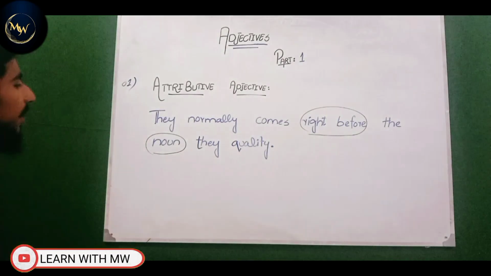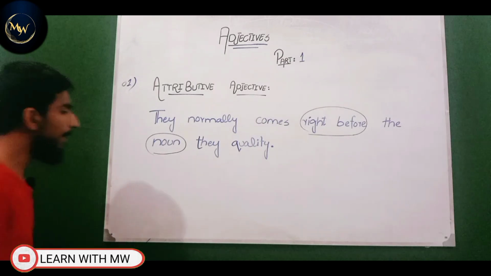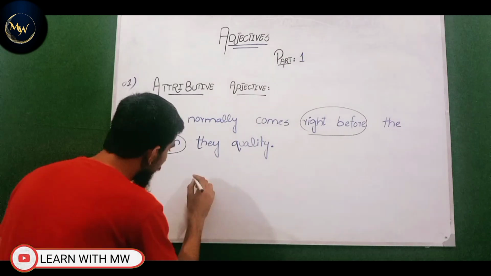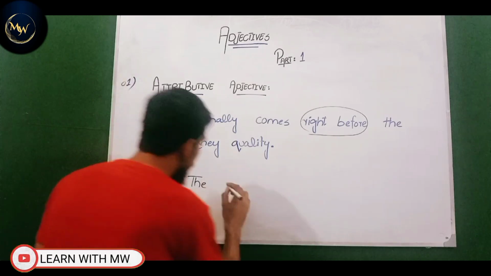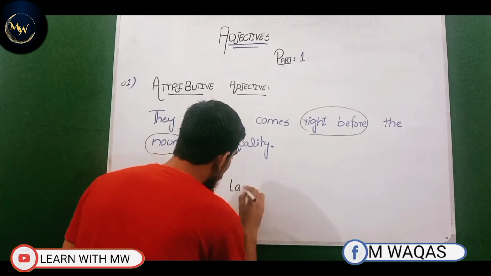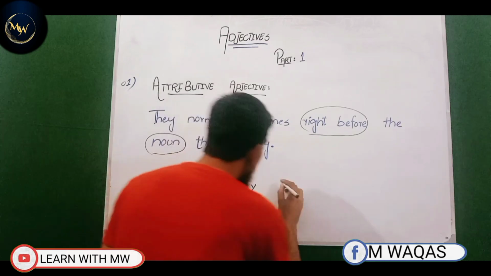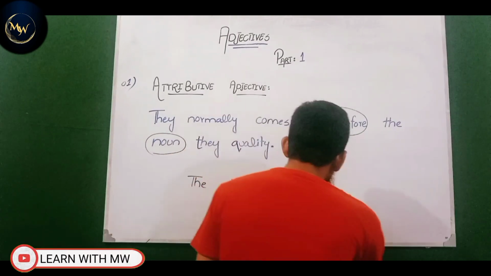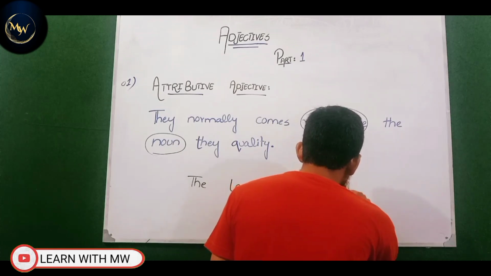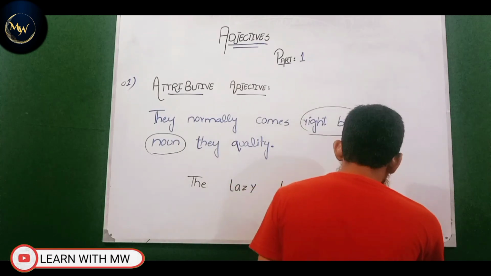Now through an example you will learn easily. So I am writing an example. The example is: the lazy boy. The lazy boy was punished.